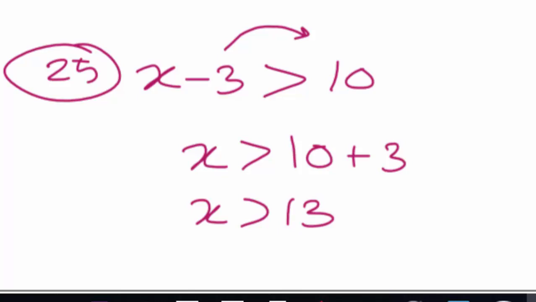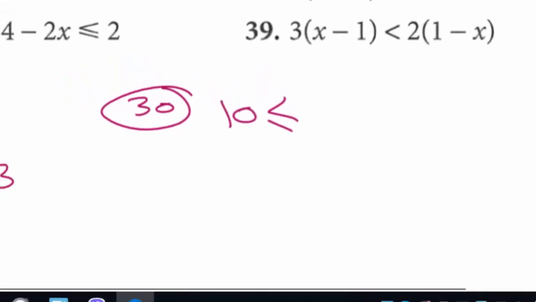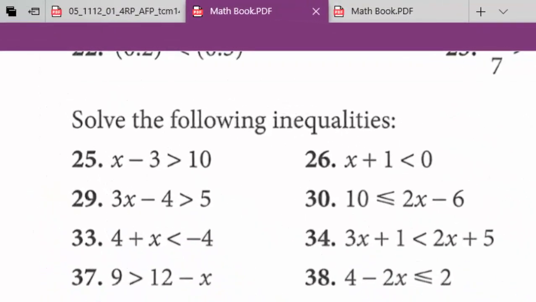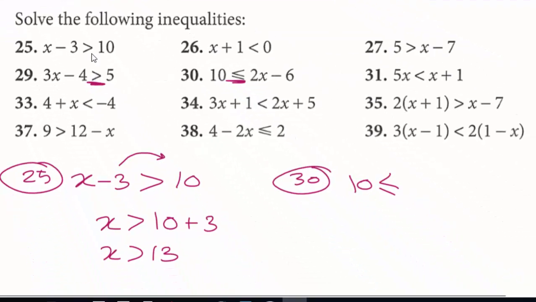Let's do 30. That's how we read this, and notice the difference between this sign and this one. This one, we read it like 10 is less than or equal to 2x minus 6. But this one, we read it like 3x minus 4 is greater than. There is no equal with it. But this one, there is equal with it: 4 minus 2x is less than or equal to 2.